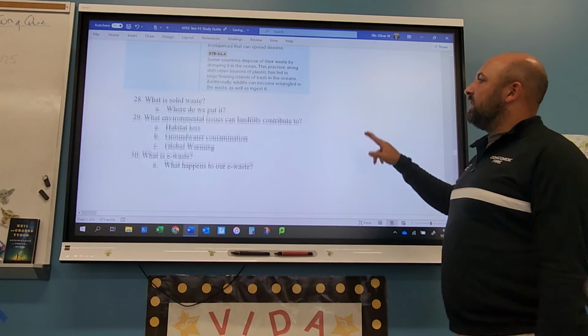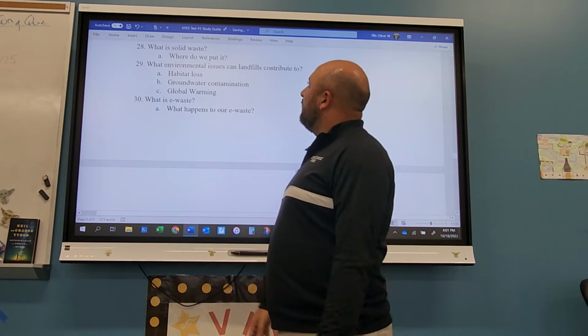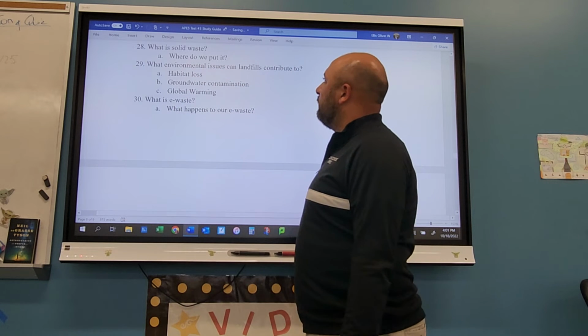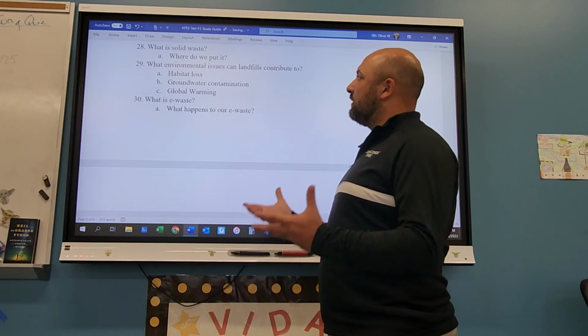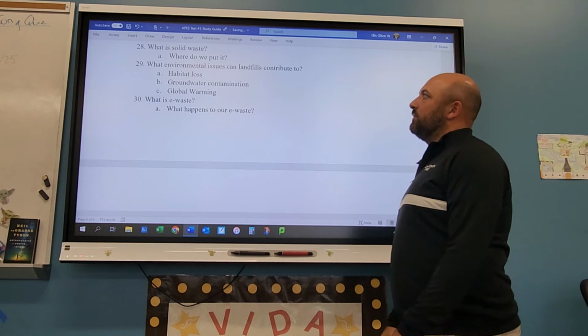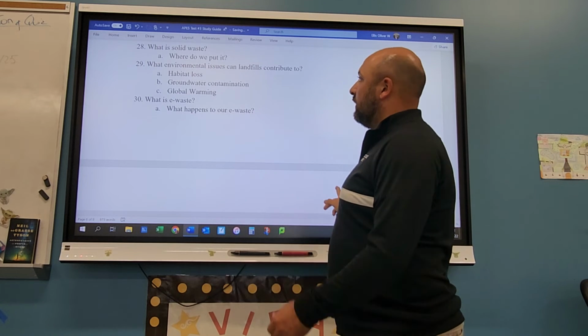Talking about solid waste in landfills. What is solid waste? That's trash. Where do we put it? In the landfills. What environmental issues can landfills contribute to? Well, A, building them destroys the habitat. B, all that leachate can actually destroy the groundwater if it makes it through the liner. And then C, global warming from all the methane growing up inside of it.